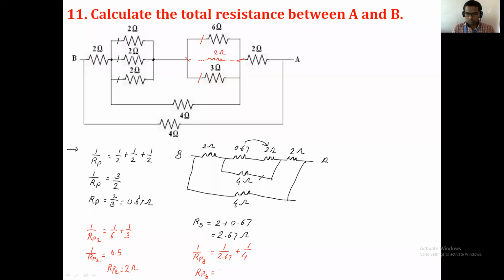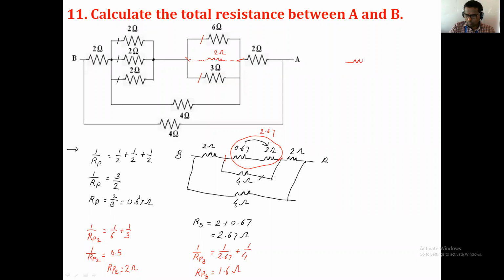1.6 ohm. Is it right? And now, you see that this is a 2 ohm, this one is 2.67, and this is a 4 ohm. They are connected in parallel between these 2 points, so when I want to simplify the circuit diagram, I can simplify the diagram like this.